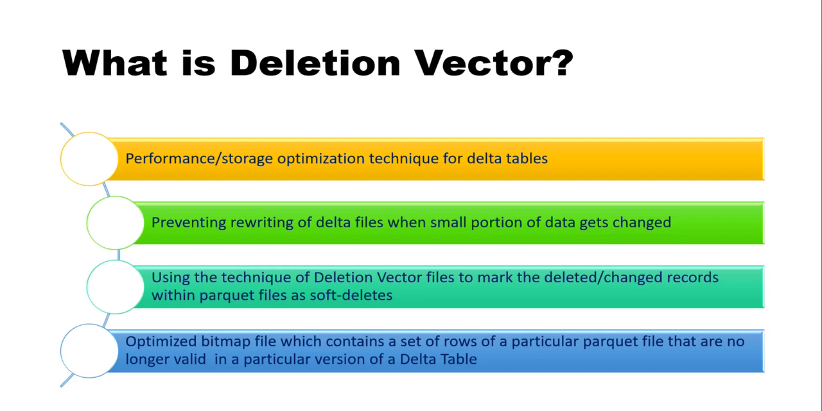Any user who queries will make the Delta engine go to the log file. Then it will understand which Parquet file we have to use. Based on that, it is going to return the result back to the user. So this is how a Delta table is working internally.